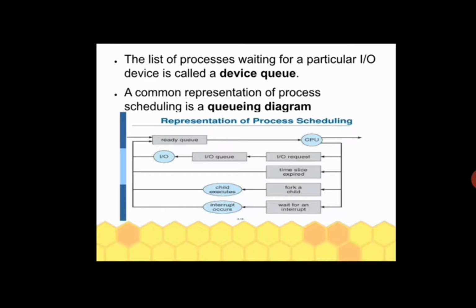Okay, next, a common representation of process scheduling is a queuing diagram. So whenever you want to represent this particular process scheduling, you have to go for a queuing diagram. So you can see the queuing diagram below. There is a ready queue, IO queue, and if there is any IO request, the CPU will be having the connection to IO request, time slice, and fork of a child. Fork is nothing but whenever you create a particular request or process, programmatically it is nothing but a fork.